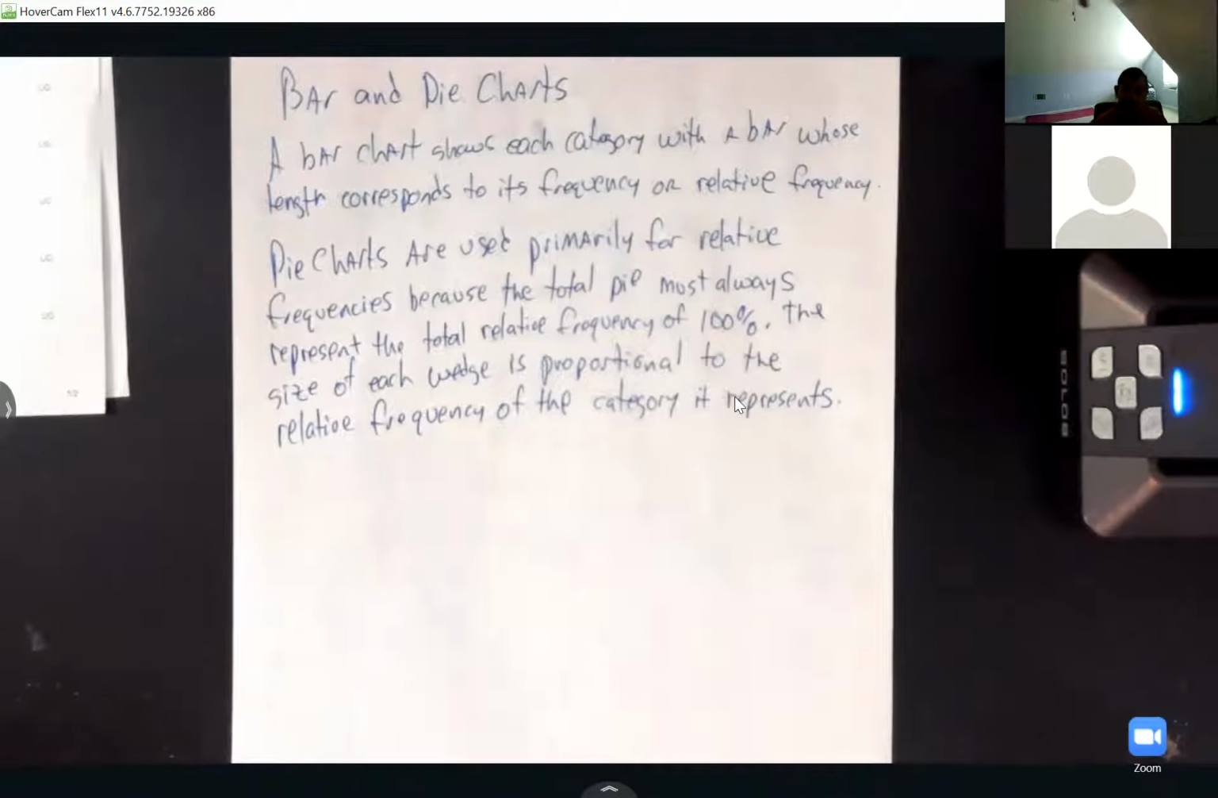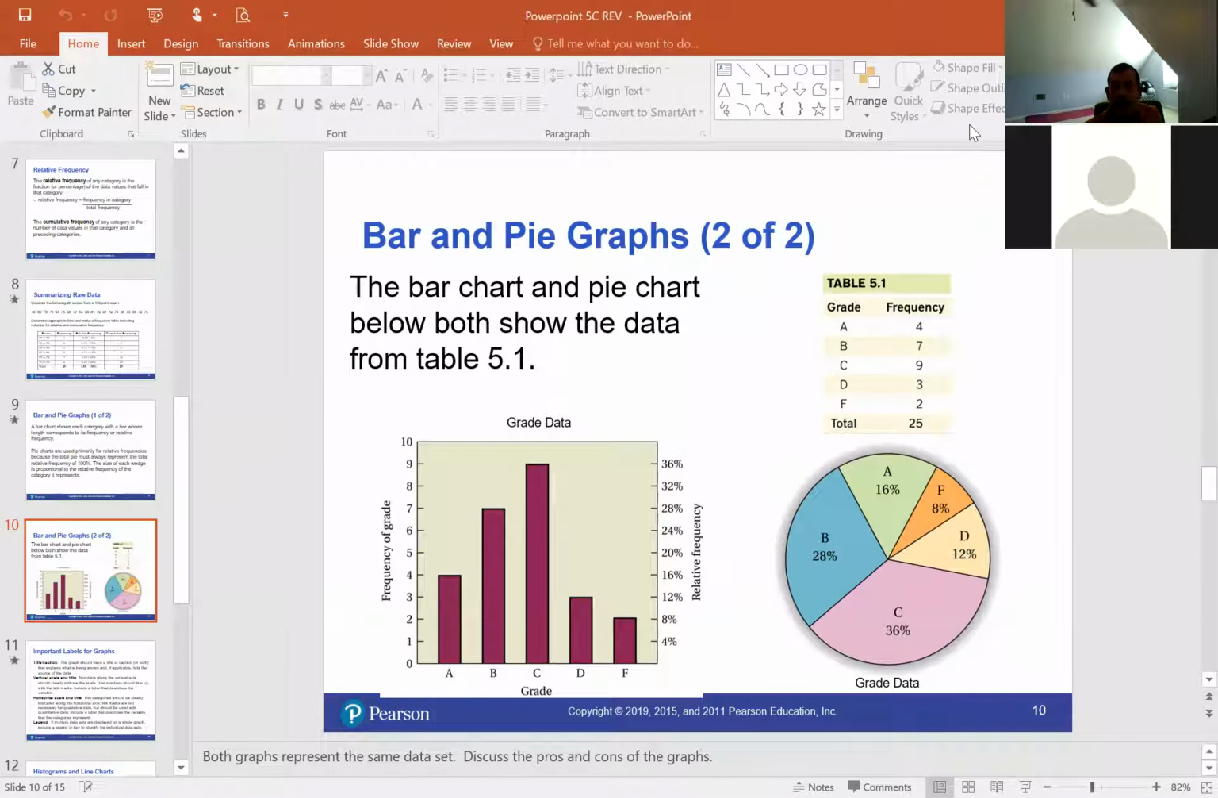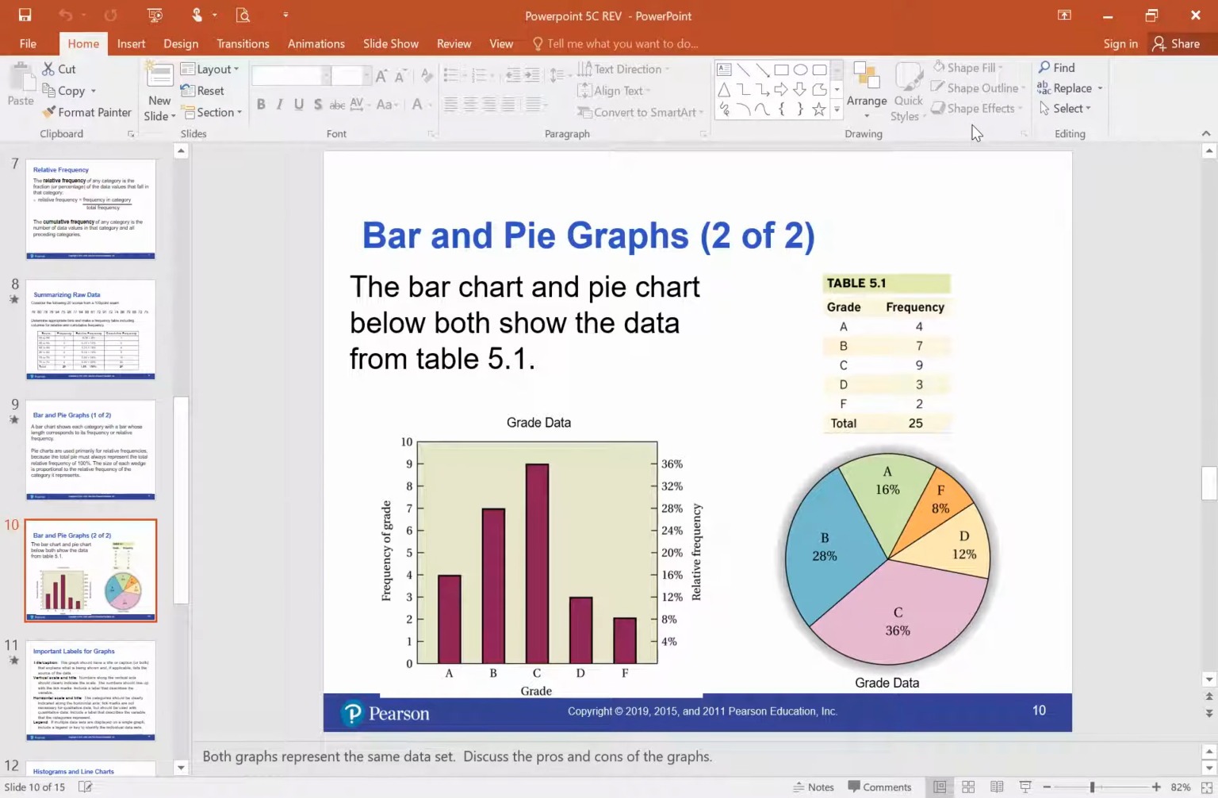So let me show you some pictures of different charts here. So let me go to a new share. So y'all should be seeing a bar and pie charts now. So over here on the bar charts, notice on the bottom represents the categories, which are my grades, A, B, C, D, and F. Now, over here on the left side, they got it in frequencies based on how many times they occur. On the right side, they broke it down into the relative frequency, which was those percent representations.